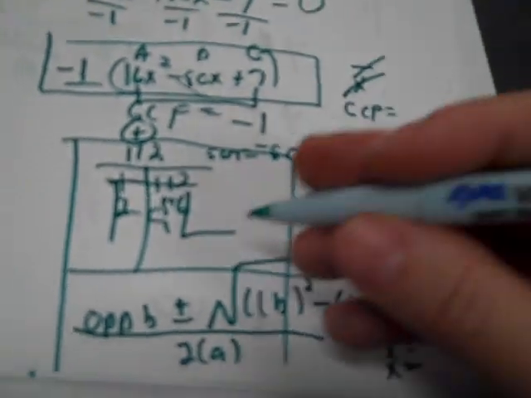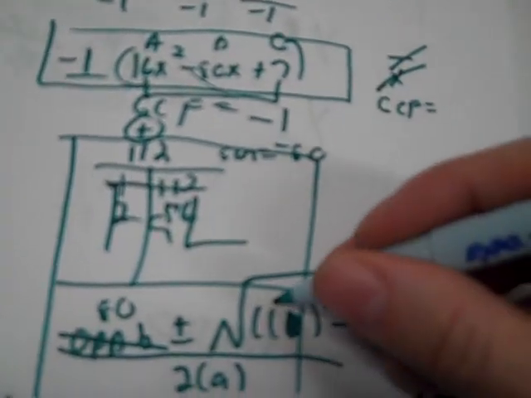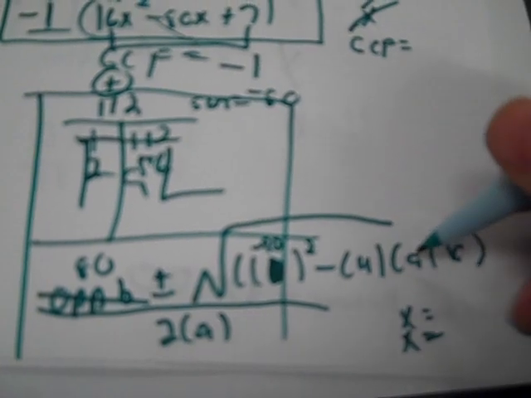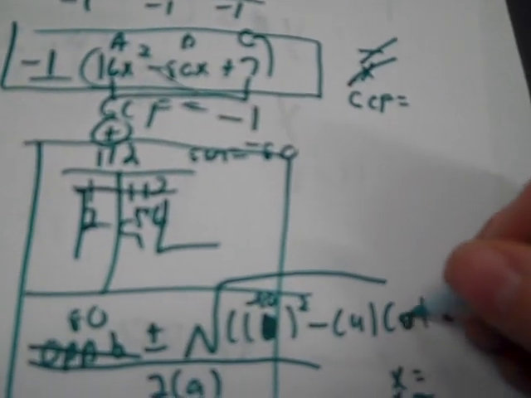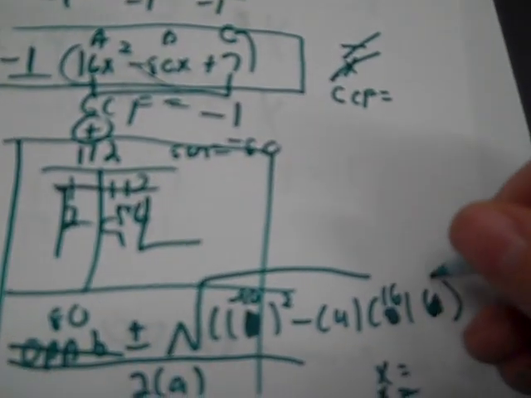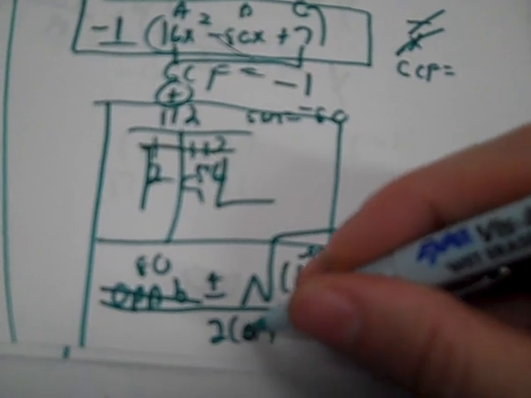So the opposite of negative 80 is positive 80. Just cross it out, put 80. And then b itself is negative 80. To the second power, though, it'll turn it positive. Minus 4a, a is 16, and c is 7. Okay. And then the denominator, replace your a with 16.